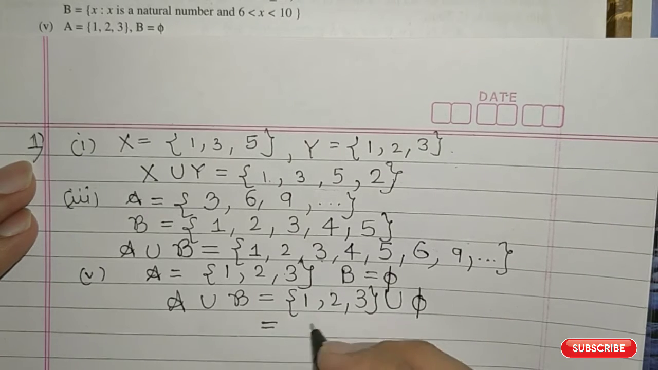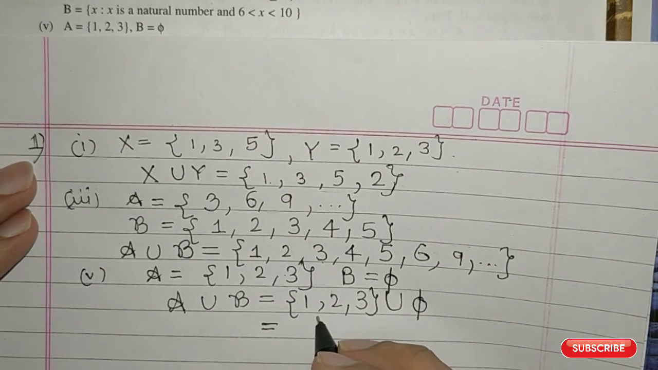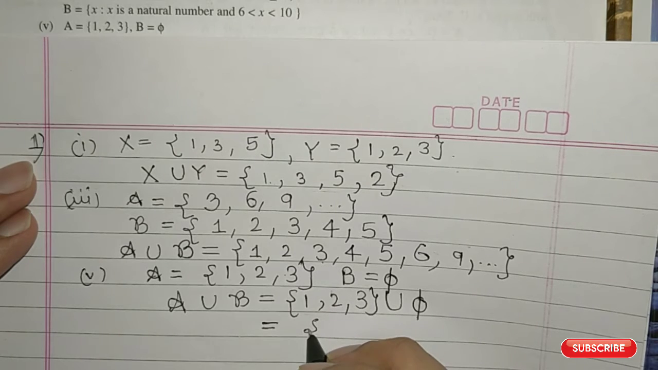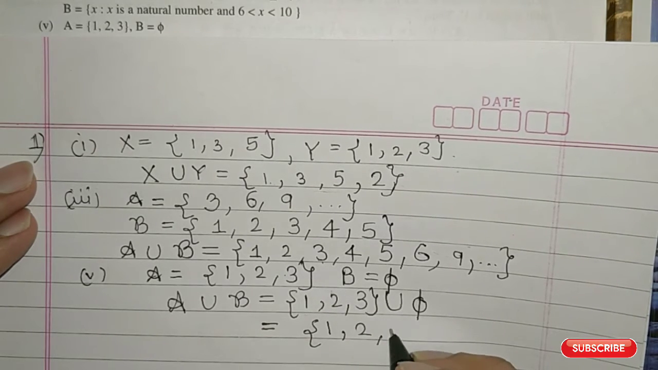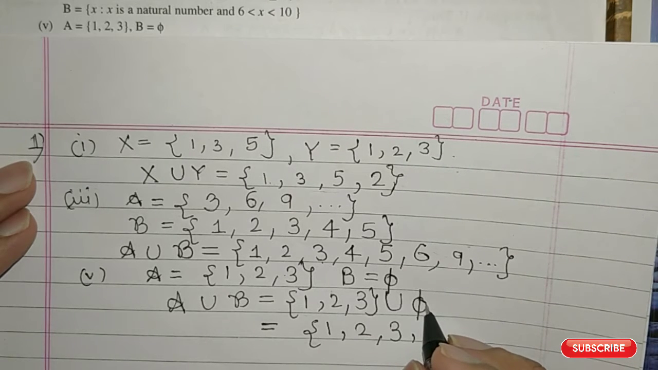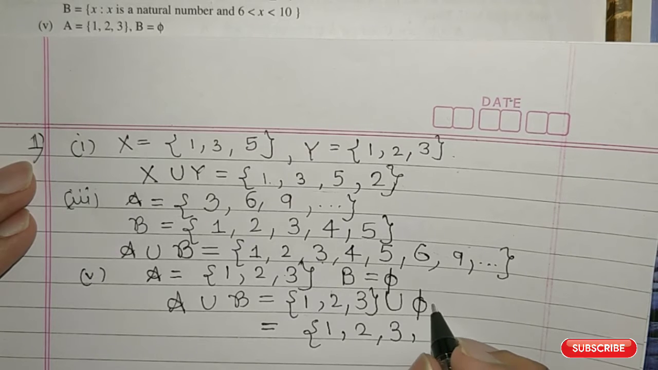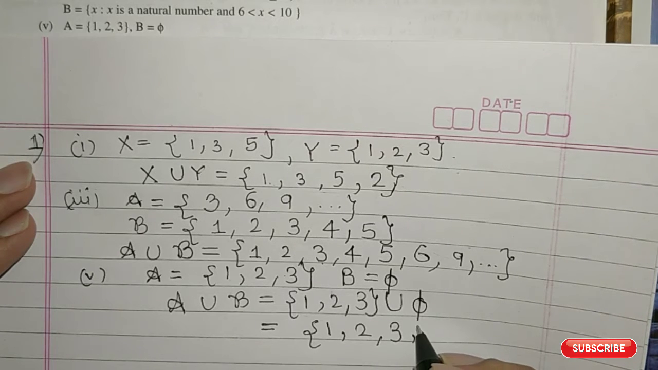Now what will this be? So you have to take the union of these two sets. In union, what you have to do is write first the elements of the first set. So you have 1, 2, 3, right, and then you write the elements of the second set. But here you can see that the second set is the empty set, right? So this has no element, so the only elements in the union will be 1, 2 and 3.